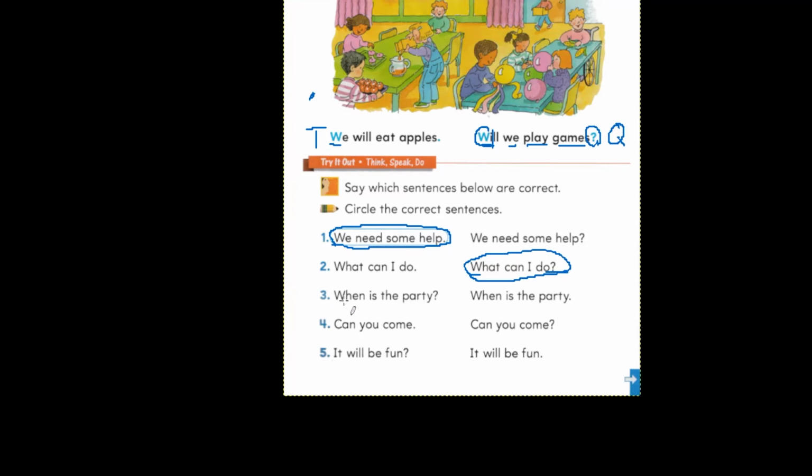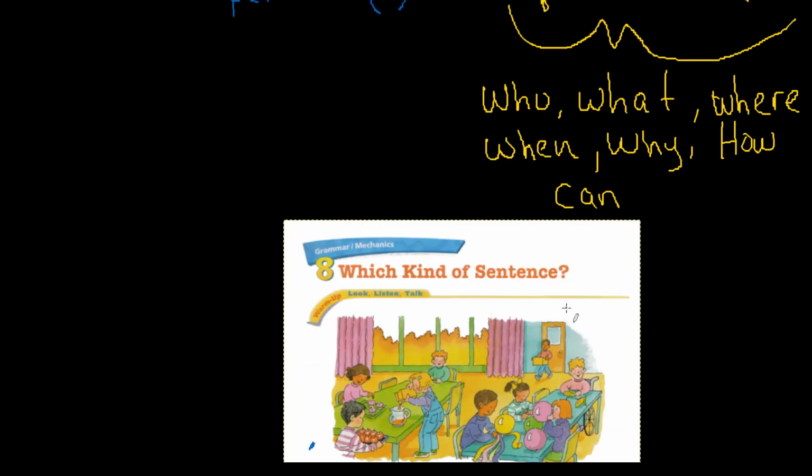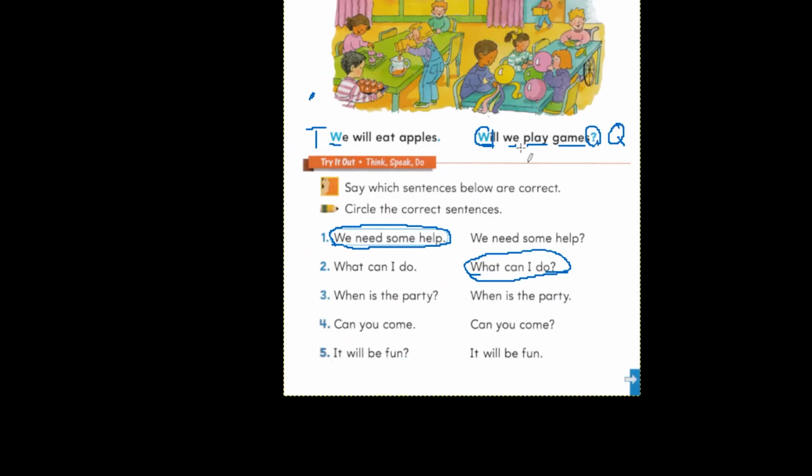Let's look at number 3. When is the party? Let's see. Who, what, where, when. When. There's our hint. When is the party? There's our uppercase, and there's our question mark. This is our question sentence. This is the correct sentence right there.